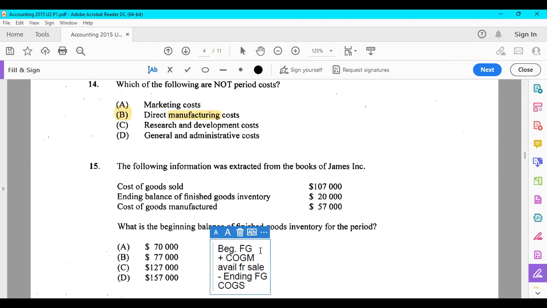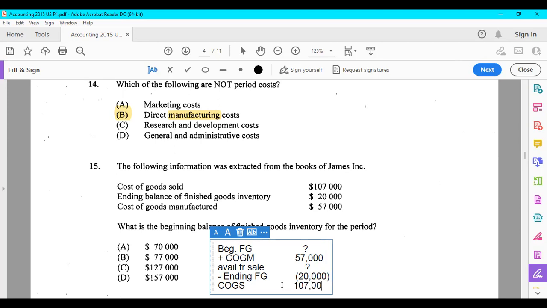All right, so this is what they're asking us for, the beginning balance. We do not know this, that's a question mark. We know COGM, or cost of goods manufactured, is $57,000. And you would add the 57,000 plus the question mark. So we don't really know what the available for sale is right now. We're going to work it out. We know our ending balance of finished goods inventory to be $20,000. And our cost of goods sold is $107,000.